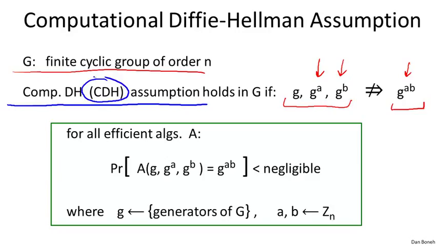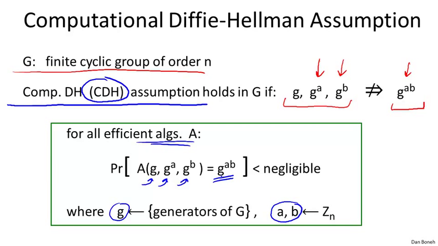will say this assumption holds in G if the following condition holds, namely for all efficient algorithms, if we choose a random generator g and then we choose random exponents a and b in Zn, then when we give the algorithm g^a and g^b, the probability that the algorithm will produce the Diffie-Hellman secret is negligible. If this is true for all efficient algorithms, then we say that the CDH assumption holds for G. CDH, as I said, stands for computational Diffie-Hellman.